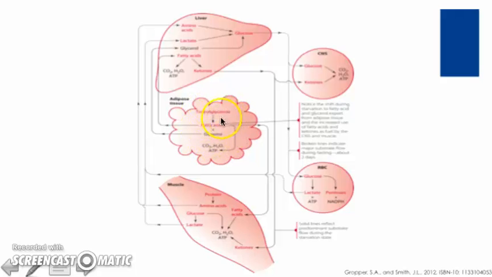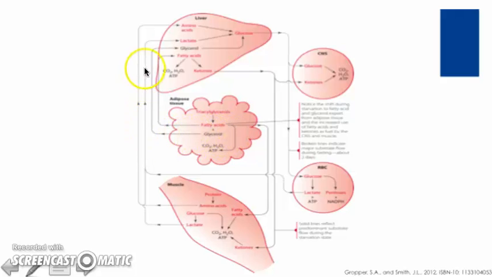So we see with the breakdown of the triacylglycerols, the fatty acids being freed. The fatty acids will then be picked up by the liver, and then in the liver we see the process of ketogenesis, so the fatty acids being converted to ketone bodies. Also we see with the breakdown of triacylglycerol, the freeing of the glycerol backbone.